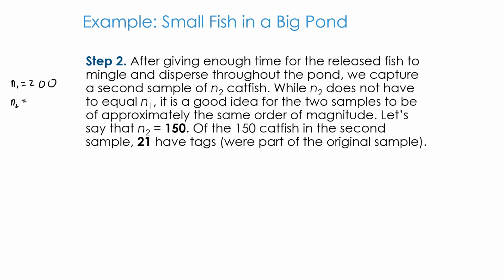While N2 does not have to equal N1, it's a good idea for the two samples to be of approximately the same order. Let's say that N2 is 150. So we collect 150 catfish from the pond, and we can easily count to see which ones are tagged. The ratio of tagged fish in the second sample is approximately the same as the ratio of the tagged fish in the pond.